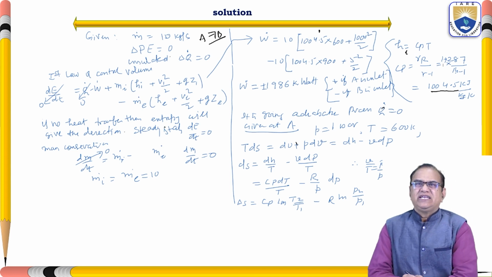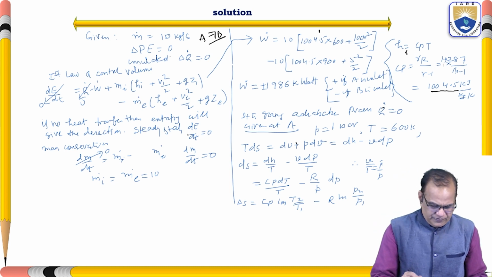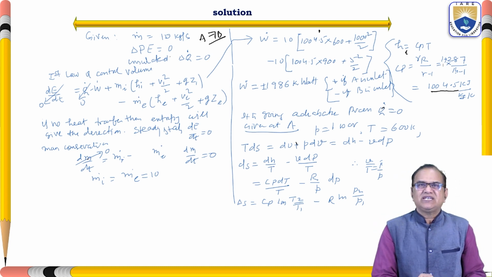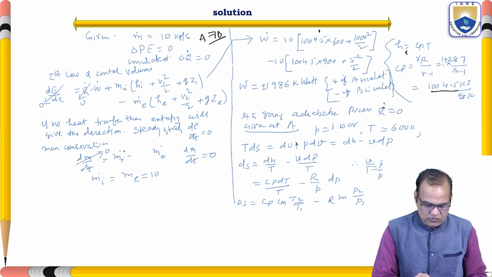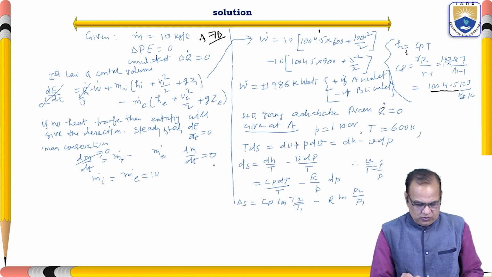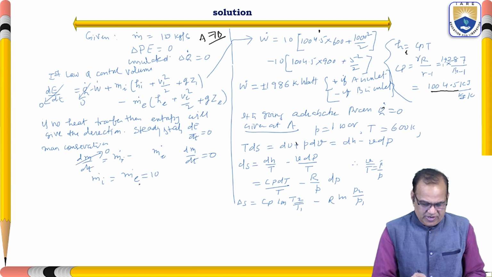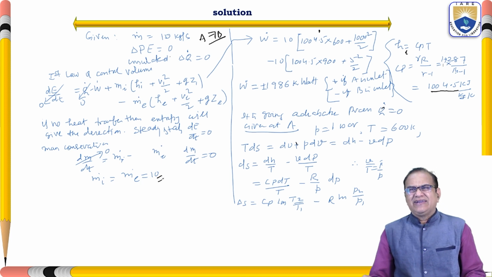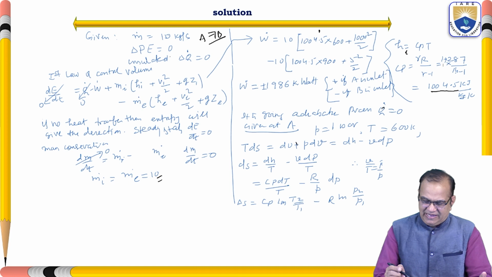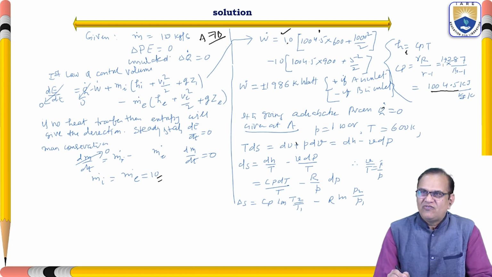So in the steady state, dE by dt is equal to 0, and in the mass conservation, dm by dt is equal to m dot I minus m dot E, and dm by dt is equal to 0. So m dot I is equal to m dot E is equal to 10, meaning everywhere the m is equal to 10 here. So we put here the value of 10.